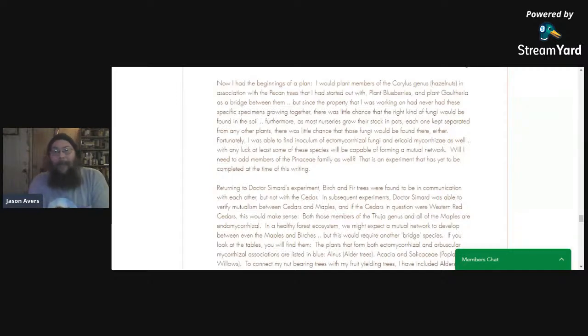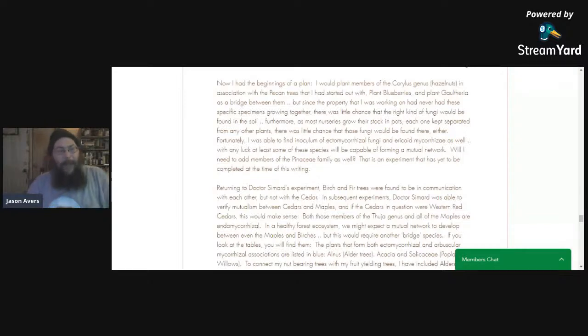I've got the blueberries. I already had some, but I've got some more that just arrived today. And the wintergreens should be arriving here in another week or two. And we're going to go out there. We're going to plant them all together. I'm going to put some of this mycorrhizal inoculant down for them and cross our fingers and see what happens.